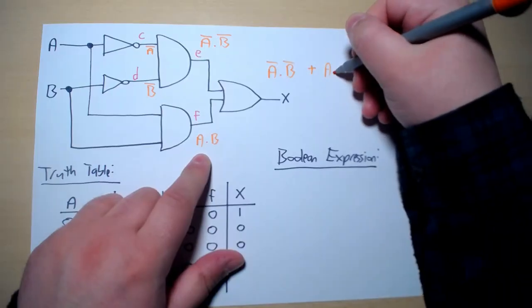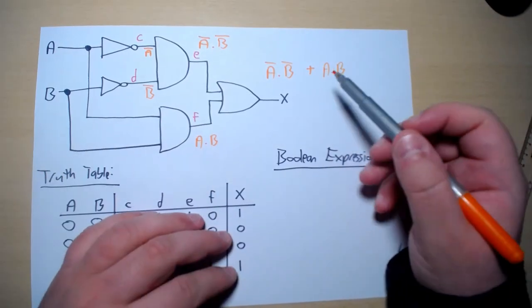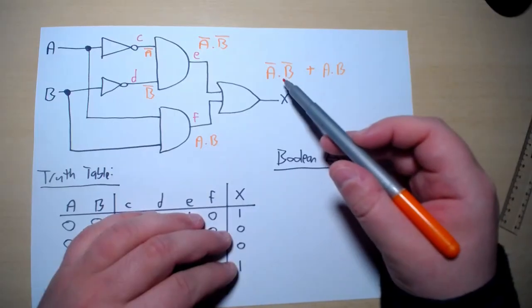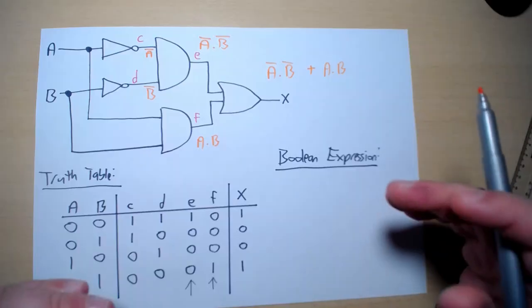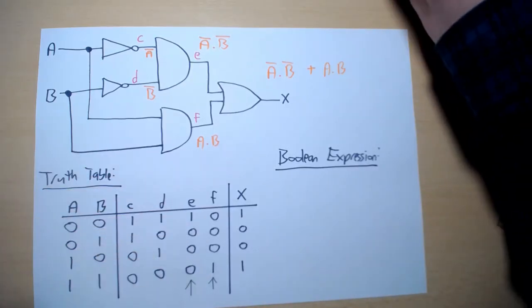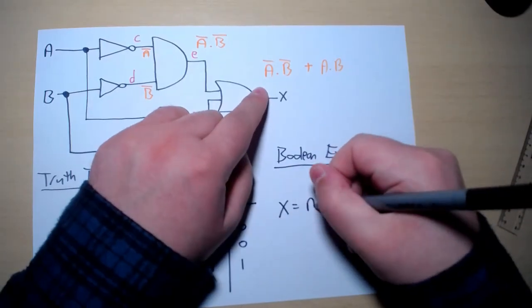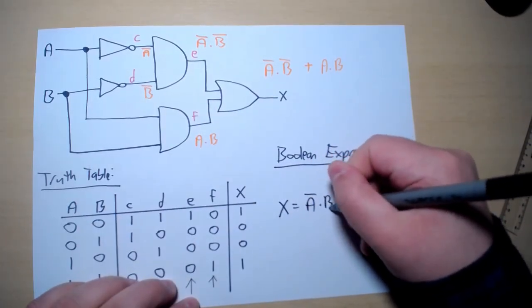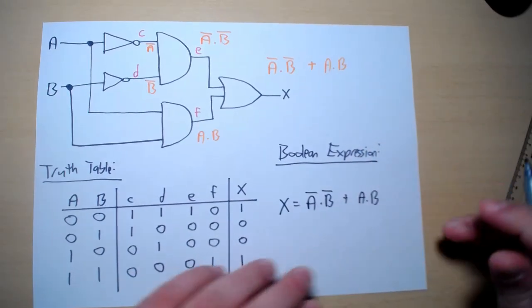this, A or B. Remember that according to the order of precedence, the AND has a higher order of precedence than the OR. Therefore, there's no need to write any brackets. So the final answer is X equals that one. NOT A and NOT B, or A and B.